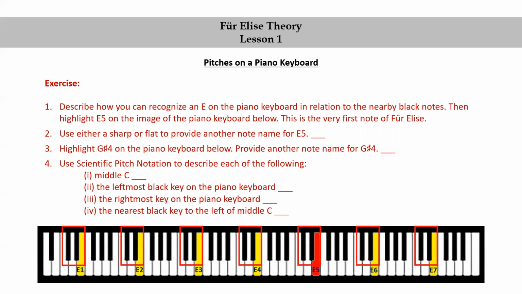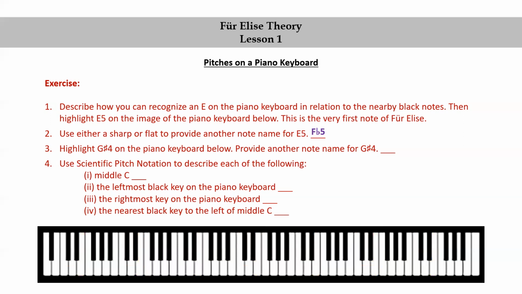Okay, use either a sharp or flat to provide another note name for E5. Well, E5 is directly to the left of F5, so F flat 5 would be another name for it.